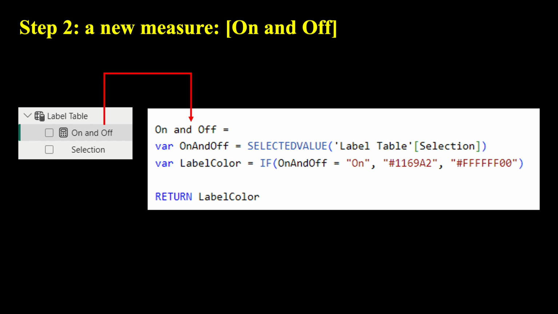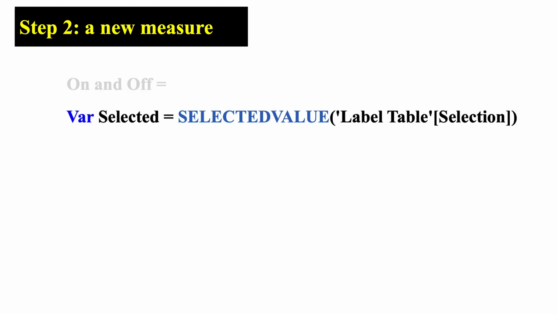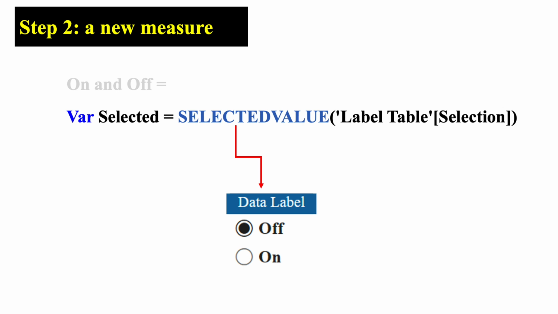Step 2, we need to create a measure within the label table we just created from step 1. And let's talk about the formulas here one piece at a time. First, we need to create a variable named selected. Using the selected value function, what it does is that it returns whatever we selected from the filter in the dashboard. So it is just going to return on or off, depending on what we actually selected.